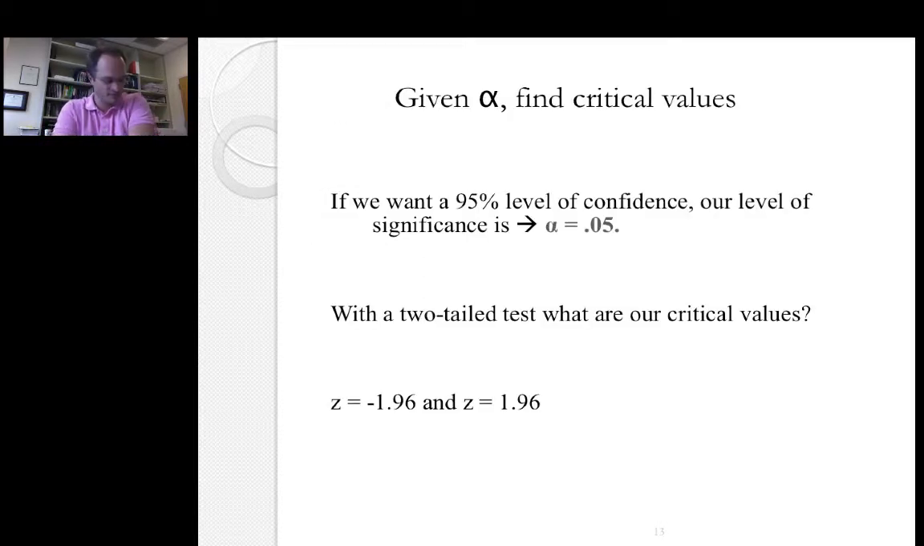Now, given a significance level, we can find critical values, and we're going to use a significance level of 0.05, which of course corresponds to the 95% confidence level in this result. So in our two-tailed test, we have a critical value in the positive realm and a critical value in the negative realm. All right, 1.96 and negative 1.96 are my Z's.